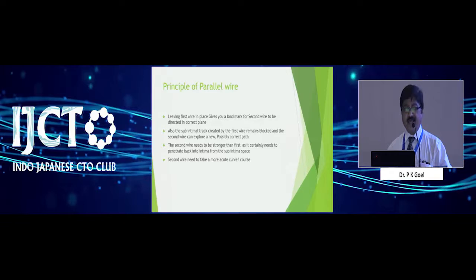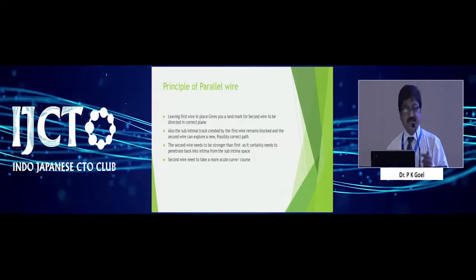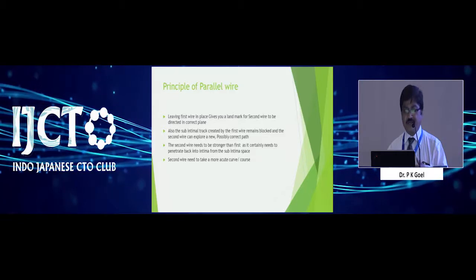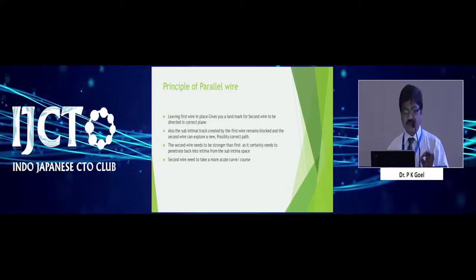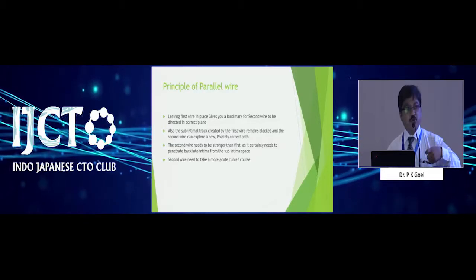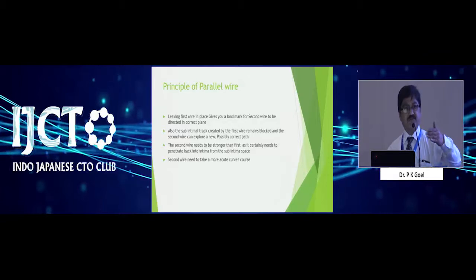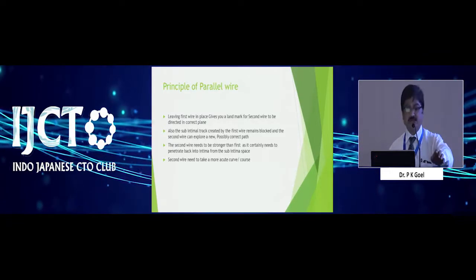And the second wire here needs to be stronger than the first, as it certainly needs to penetrate back into the intima from the subintimal space. So this second wire has to be much stronger, stiffer. And the second wire needs to take a more acute curve, because if the first wire is subintimal, you need to have a more acute curve to get back into the intima.